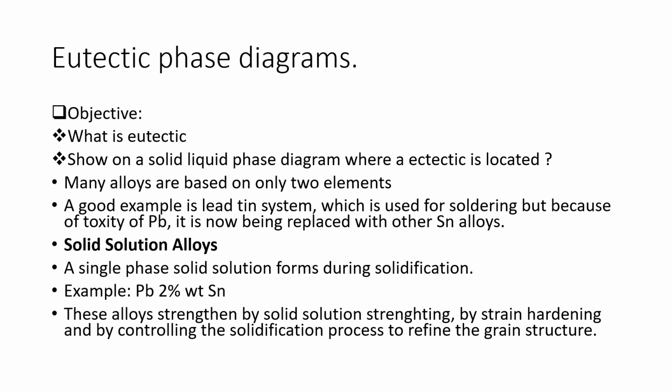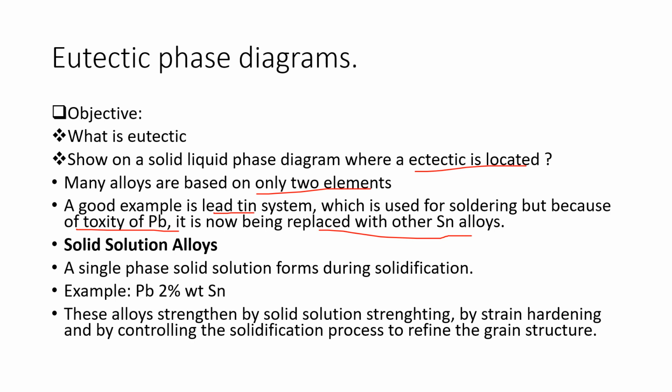Eutectic phase diagrams. What is eutectic? Show on a solid liquid phase diagram where the eutectic is located. Many alloys are based on only two elements. A good example is the lead tin system, which is used for soldering, but because of the toxicity of lead, it is now being replaced with other tin alloys.